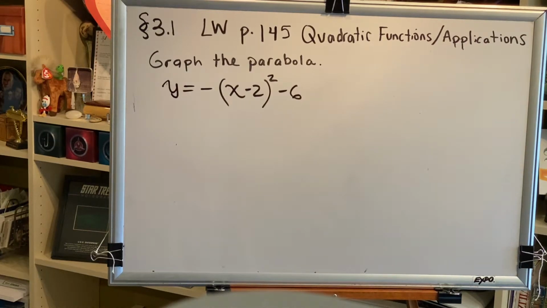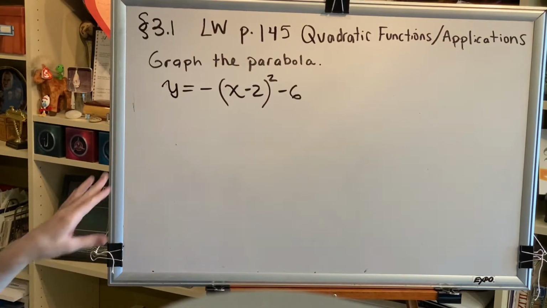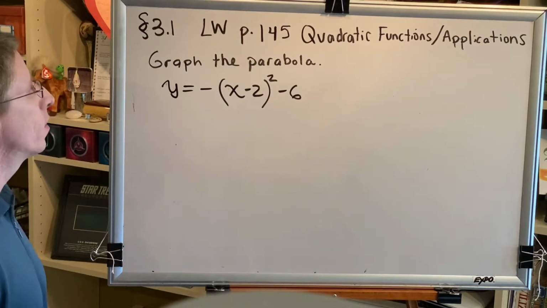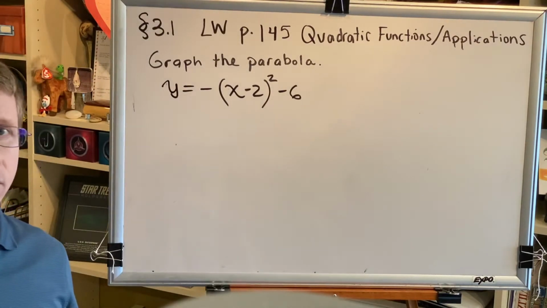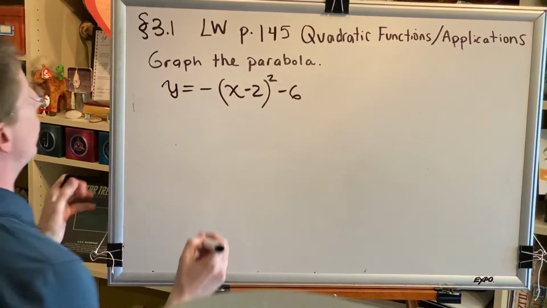Okay, we're still on Learning Workbook page 145. We have one more example to do. Graph the parabola y equals negative (x minus 2) squared plus 6. We're going to use the same method we did in the previous two problems.